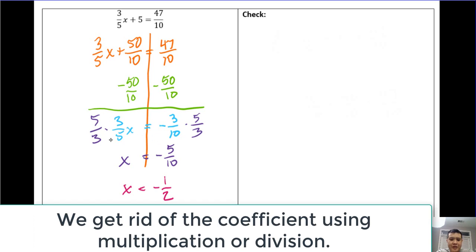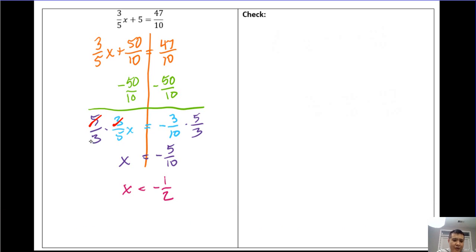Then we're going to multiply both sides by the reciprocal of 3/5, which is 5/3. Again, this is so that we can cross these out and we get 1. And then we can cross cancel right here. And we get 5/10, which is the same thing as 1/2, or negative 1/2, excuse me, because this is negative 3/10.